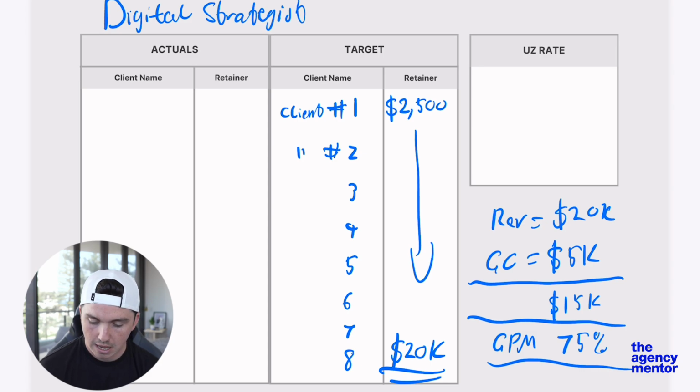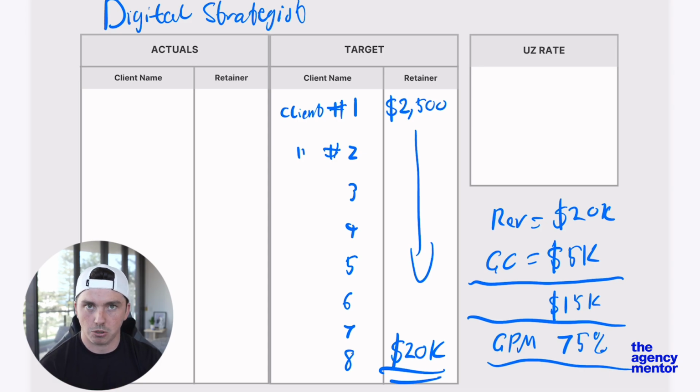Okay, fantastic. And gross, by the way, is just without operating expenses like rent, electricity, all that other stuff you run through your business. So when I say gross, it's just revenue, take away your costs of sales, which is your wages, contracting fees, all that kind of stuff, merchant fees. So yeah, cool. All right, so that's our target. Let's just say that we've got our target here, 8 clients at 20K.